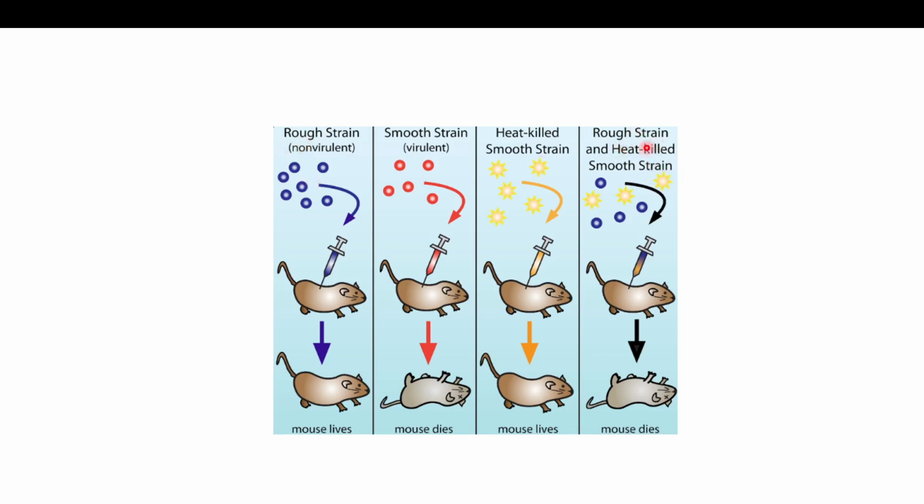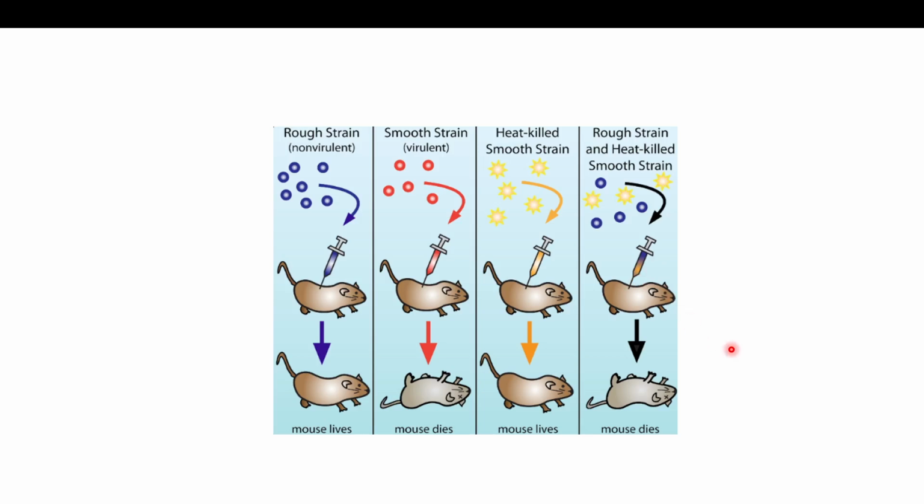When this rough strain and the heat-killed S strain were mixed together and this mixture was introduced into the mice, it was found that the mouse died. But when only the rough strain, or R strain, was introduced, the mouse lived happily. When only the heat-killed S strain was there, the mouse also lived happily. But when both were mixed, we now know that the DNA from the S strain could get inside the R strain cells and introduce the virulence factor, so that when injected into the mouse, it eventually killed the mouse.